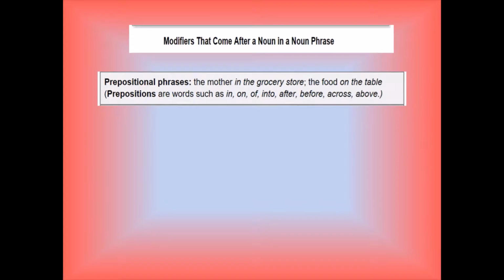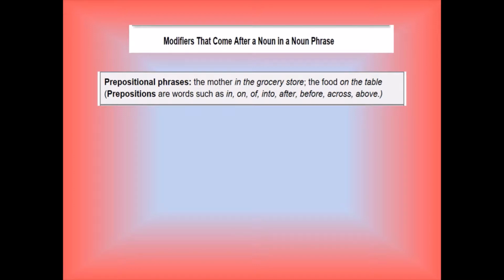First example, prepositional phrases. First, let us identify what a preposition is. Remember, a preposition will tell the time or position of an object. Here are several examples. We have in, on, of, into, after, before, across, and above.